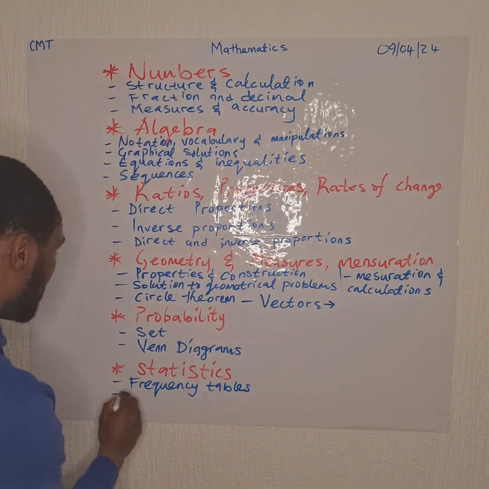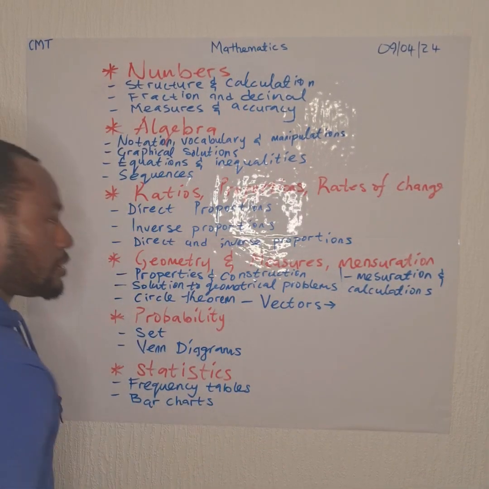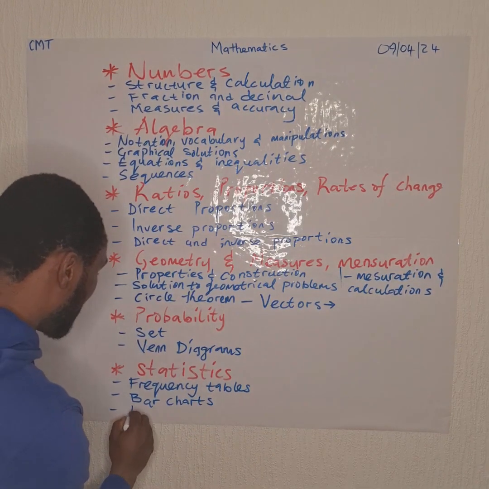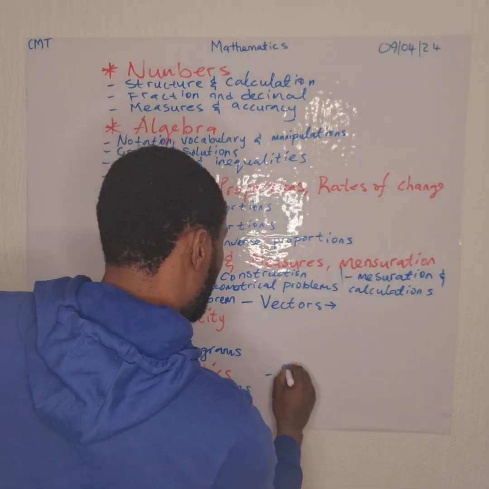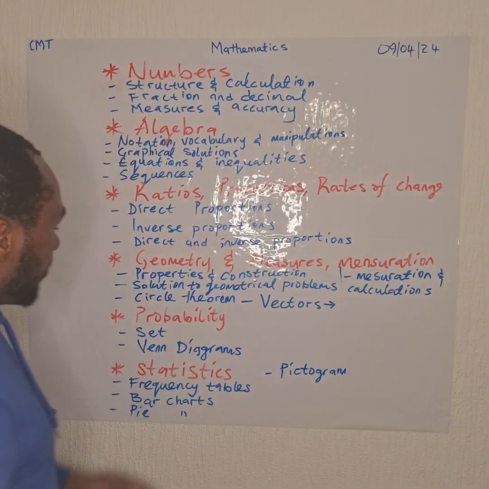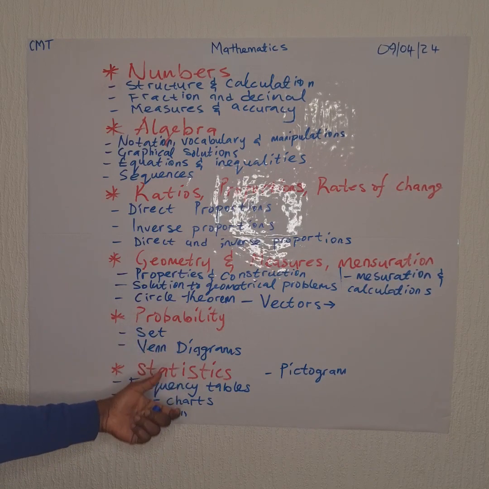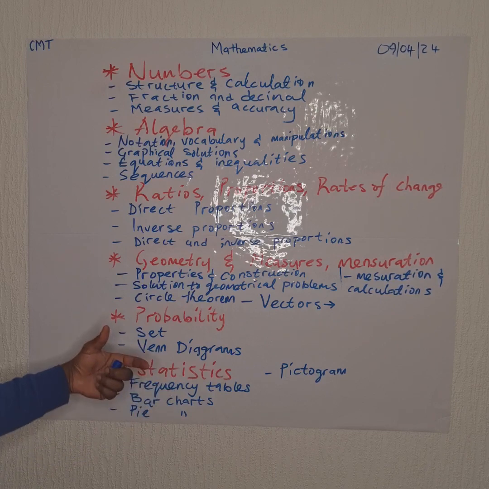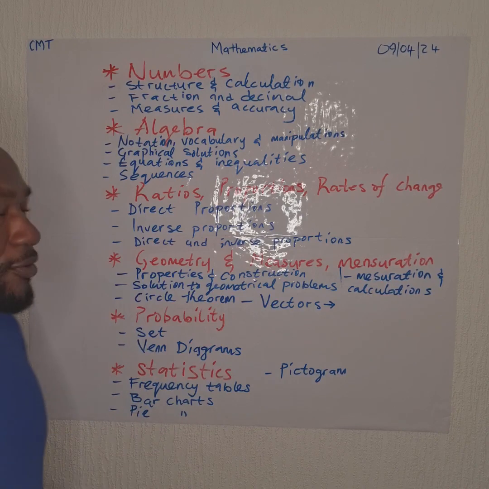Finally, under statistics, we're going to be looking at frequency tables, and we also look at bar charts. And we also look at pie charts. And we also look at pictogram. So under statistics, we're going to look at frequency tables, what problems lead to frequency tables. When you have a frequency table, how do you get data, analyze data within your frequency table? We look at bar charts, we look at pie charts, and also look at pictogram.